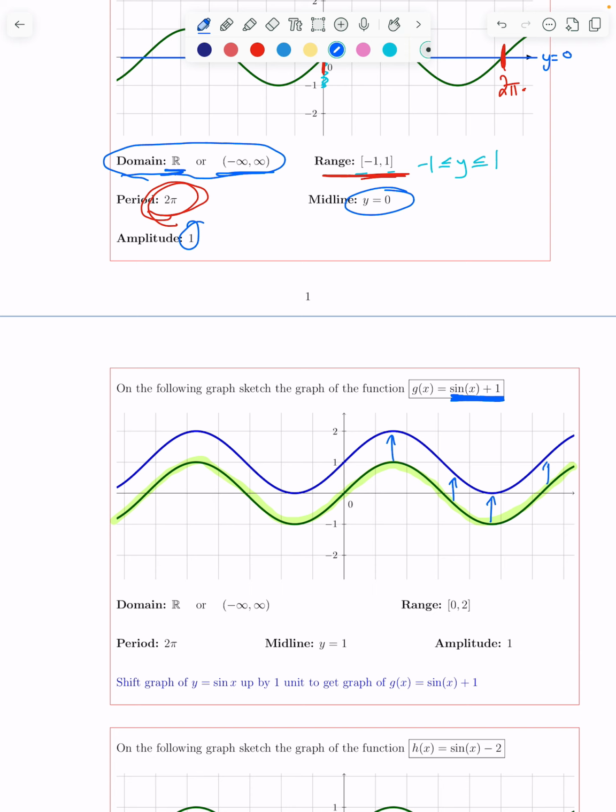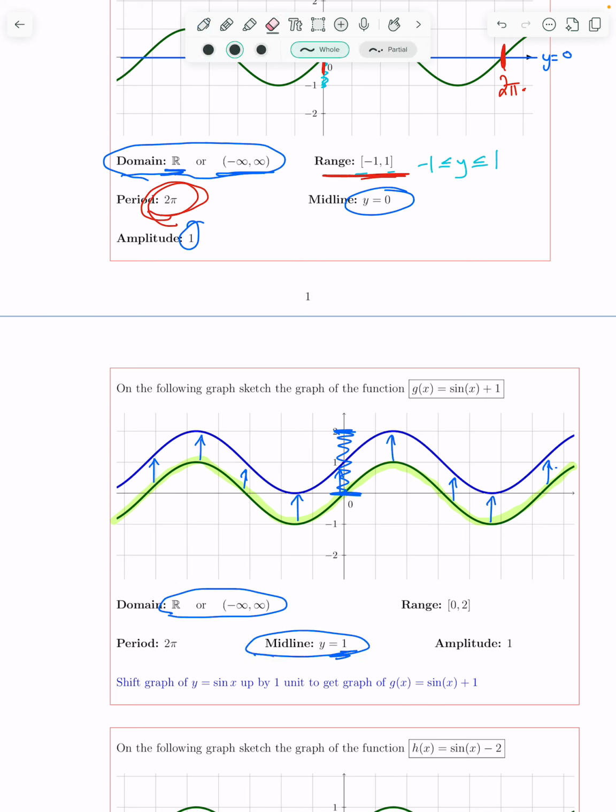That's true of any function. If you take the graph of f of x and you want to graph f of x plus 1, you vertically shift everything upwards by 1 unit. So you can see now that the range is between 0 and 2. There are all the y values along the blue curve. The domain is still from minus infinity to infinity, and the midline has moved up to 1.